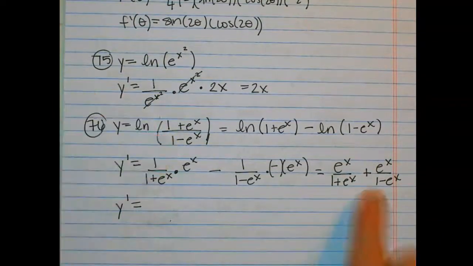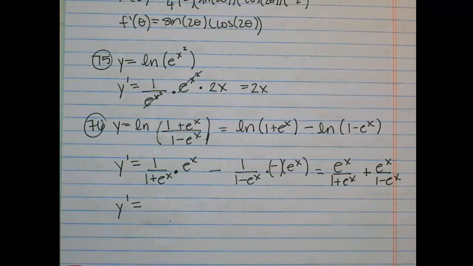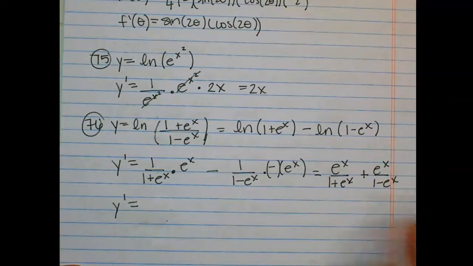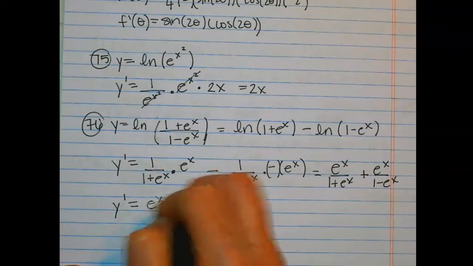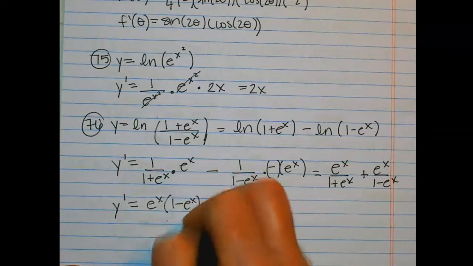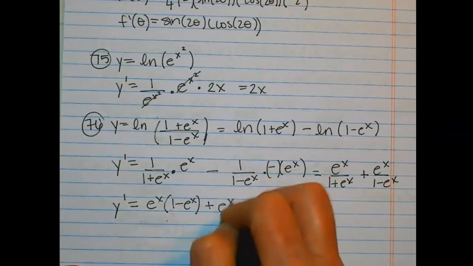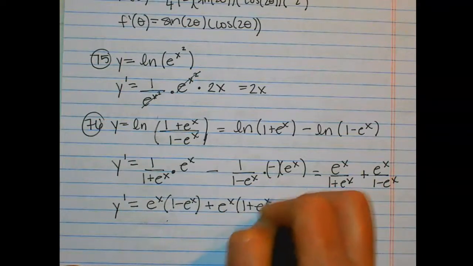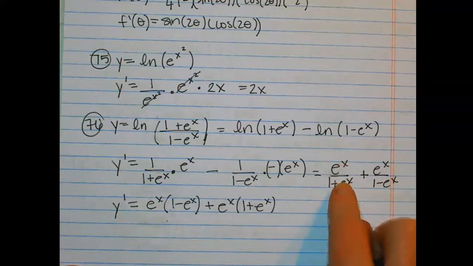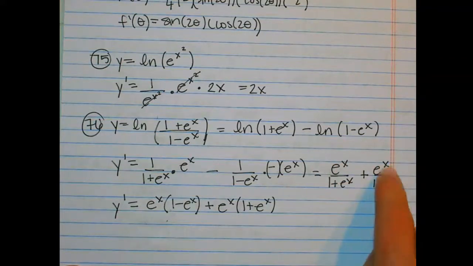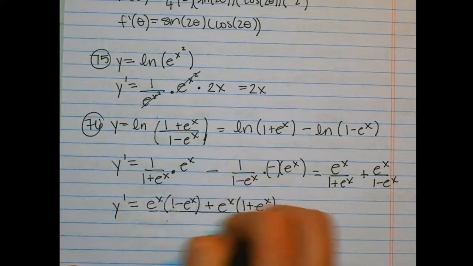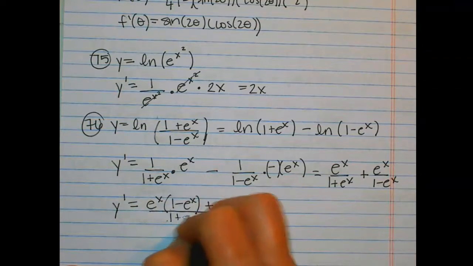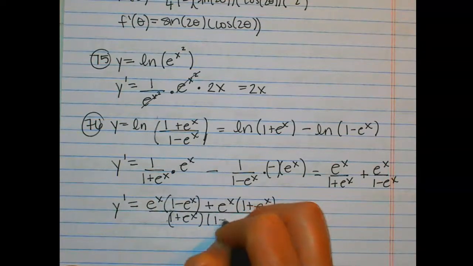Well, on FRQ, I would totally stop here. The simplified version is get a common denominator, which is going to be e to the x times 1 minus e to the x plus e to the x, 1 plus e to the x. So this fraction gets 1 minus on the top and bottom, and this one gets 1 plus on the top and bottom, which is 1 plus e to the x times 1 minus e to the x.